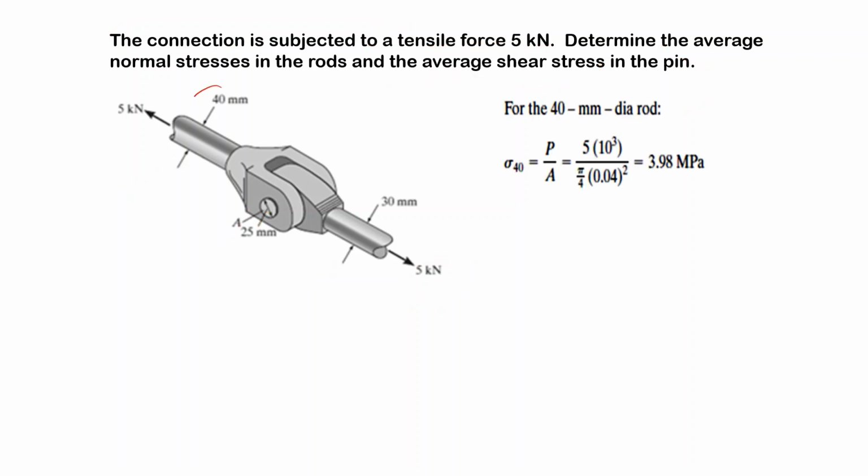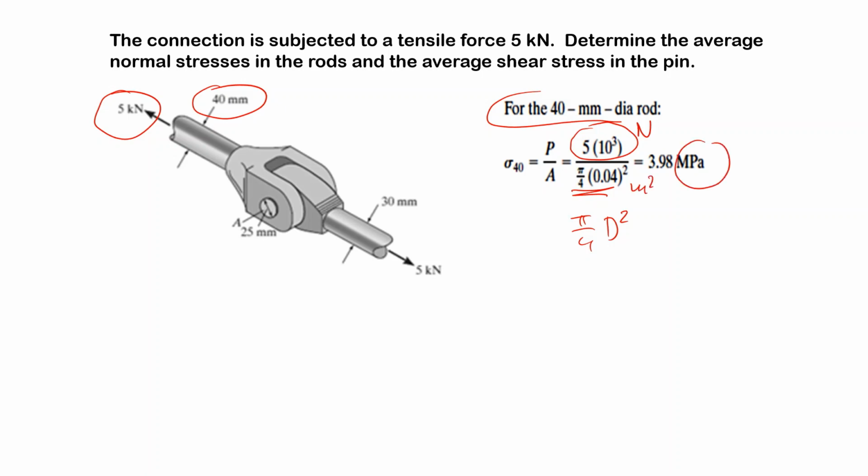First, start with the first rod. That is a 40 millimeter diameter rod. The force is 5,000 newtons. The area is pi over 4 d squared. If we put in the values, we get the result in newtons per meter squared, and if we convert it to megapascals, the result is 3.98 megapascals.